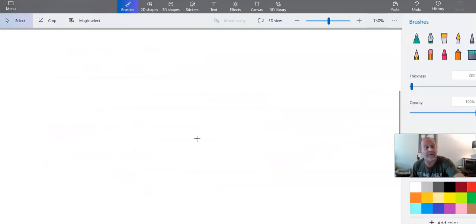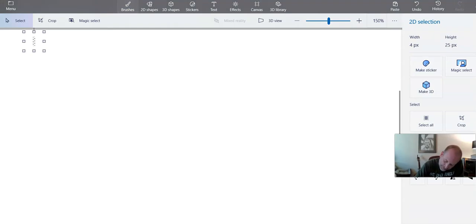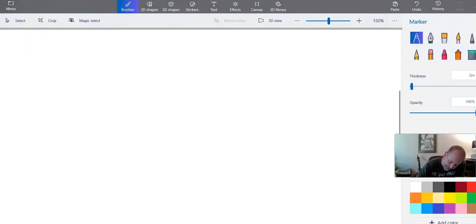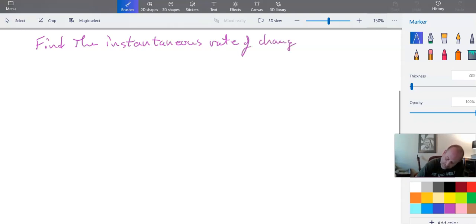So let's go ahead and clear that out. Okay, so let's suppose we want to find the instantaneous rate of change. Right? So this is at a point, and we'll call it P, since that's what your homework calls it, I'll just call it P as well.